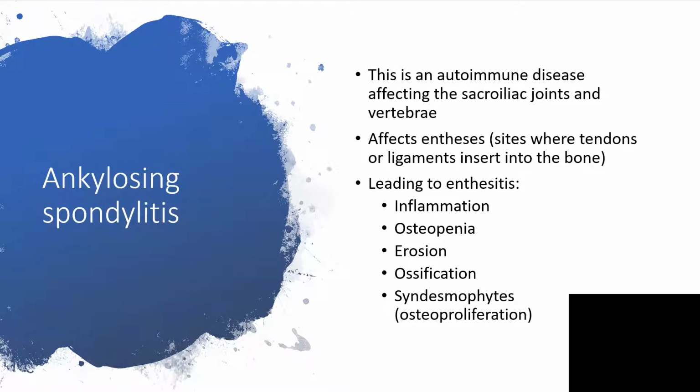Ankylosing spondylitis is an autoimmune disease affecting the sacroiliac joints and the vertebrae. It affects entheses, that is the site where tendons or ligaments insert into the bone. That leads to enthesitis with inflammation, osteopenia, erosion, ossification, and syndesmophytes, that is osteoproliferation.